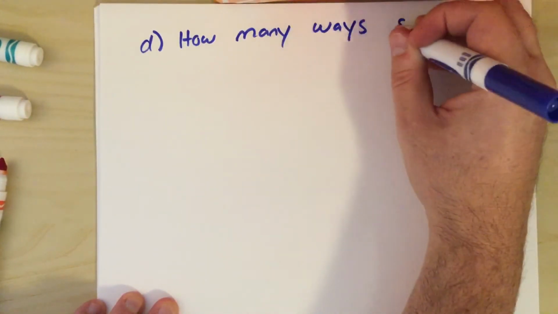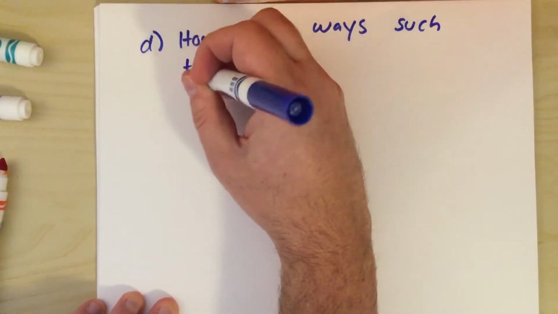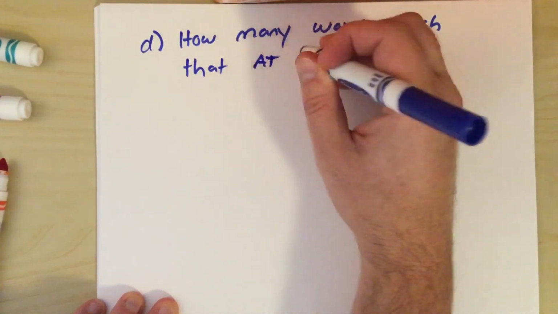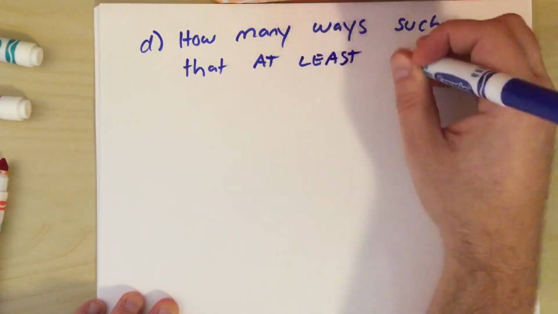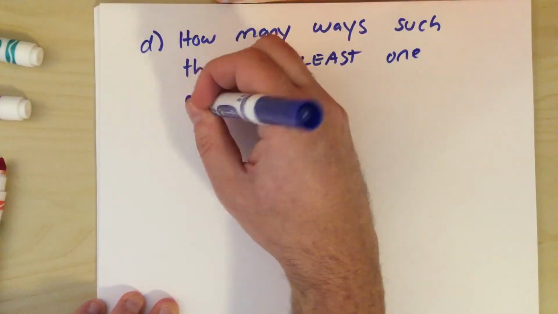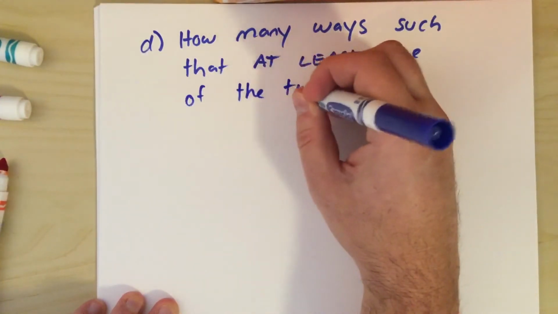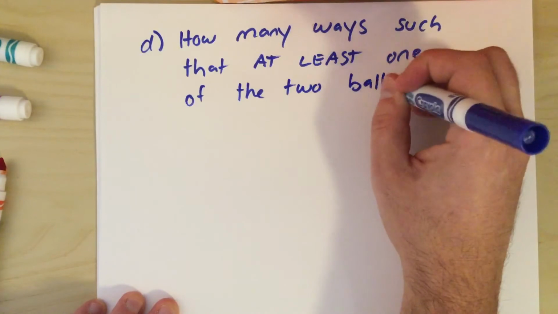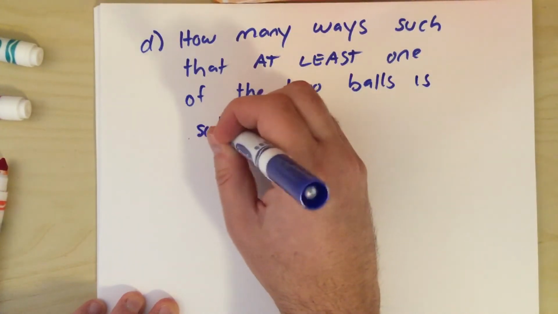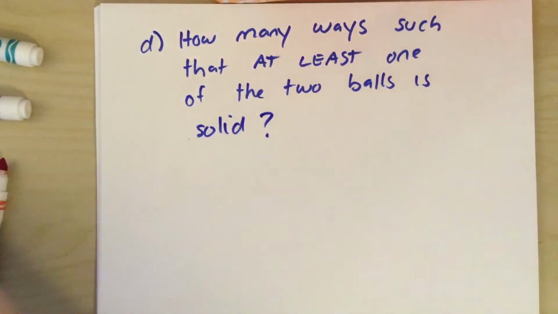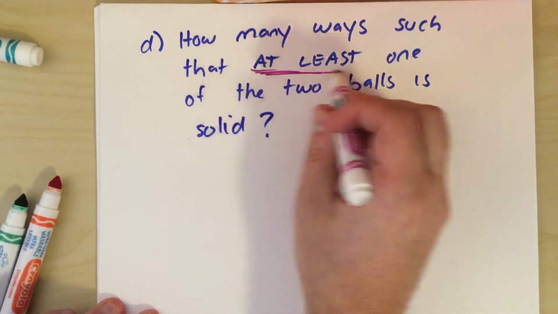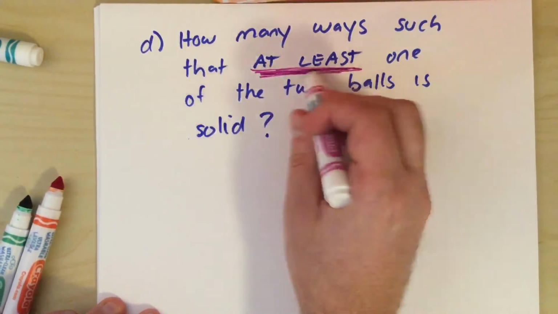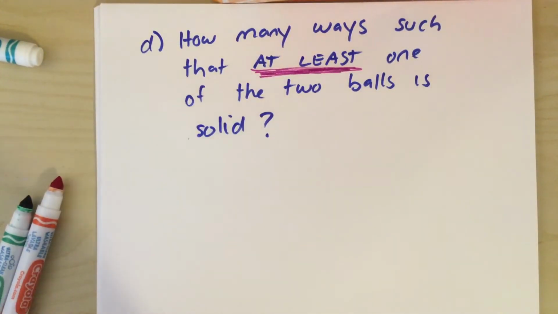D. How many ways such that at least one of the 2 balls is solid? What we're going to learn is that if you see at least, that's generally code for this is a tricky question. At least or at most are very dangerous words in this course.